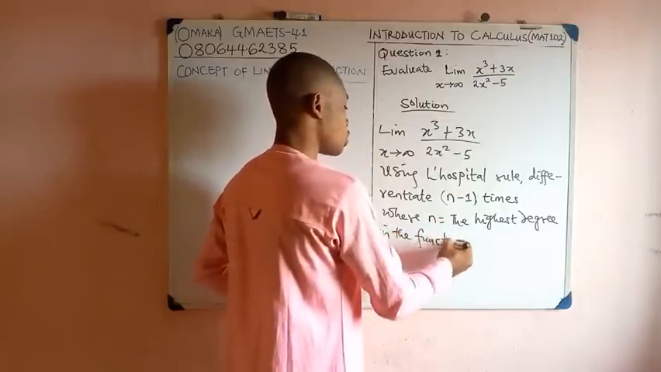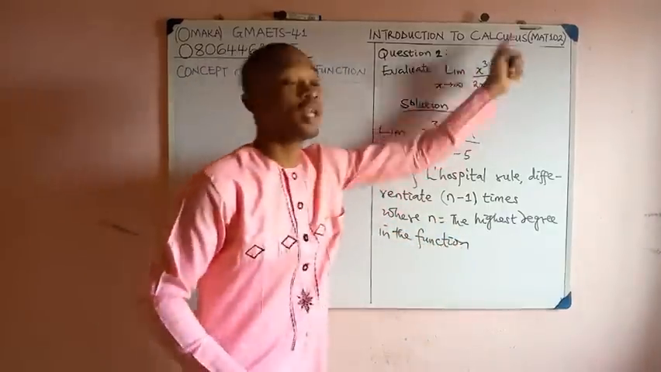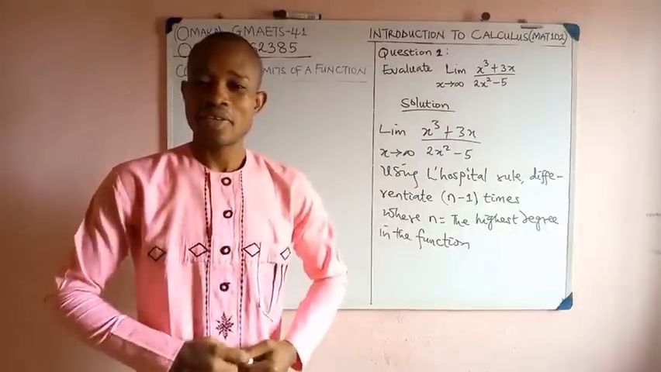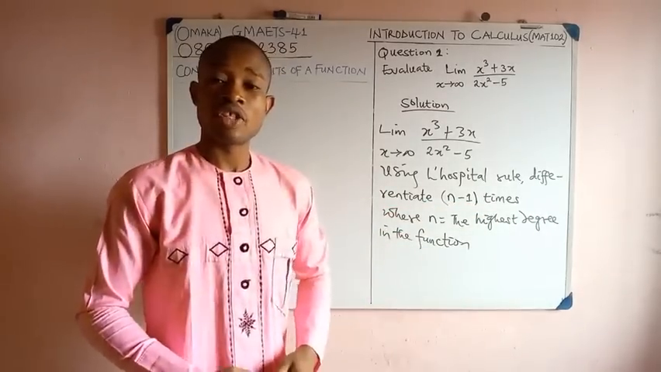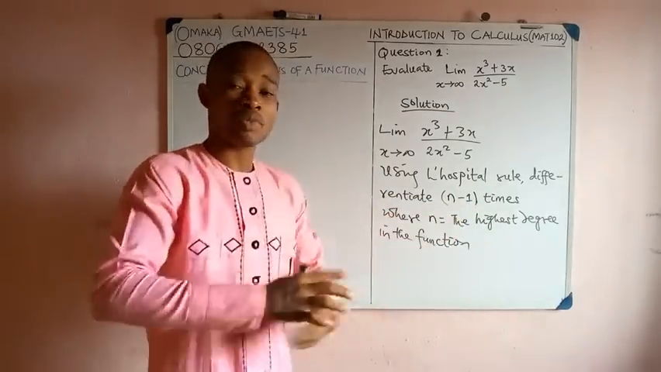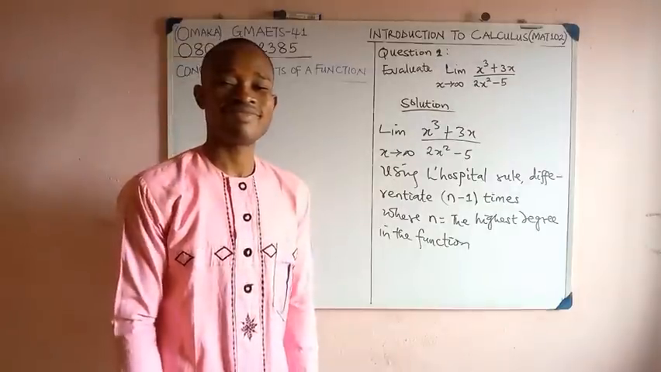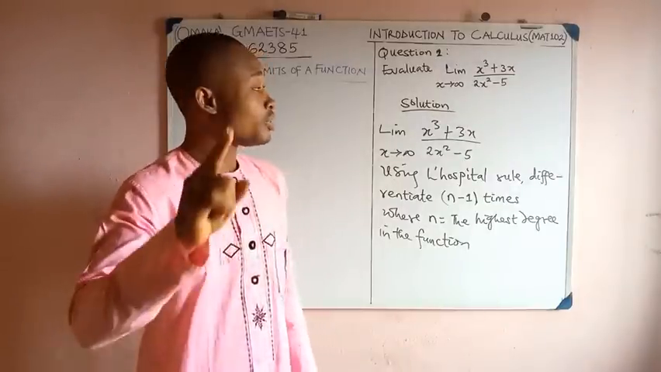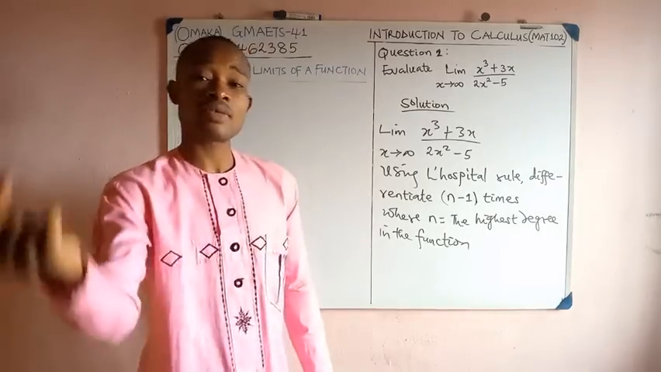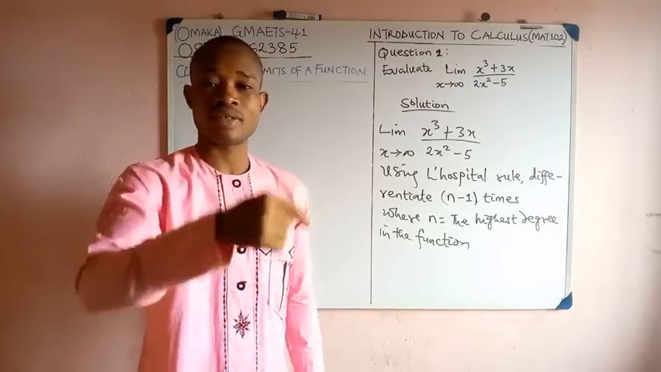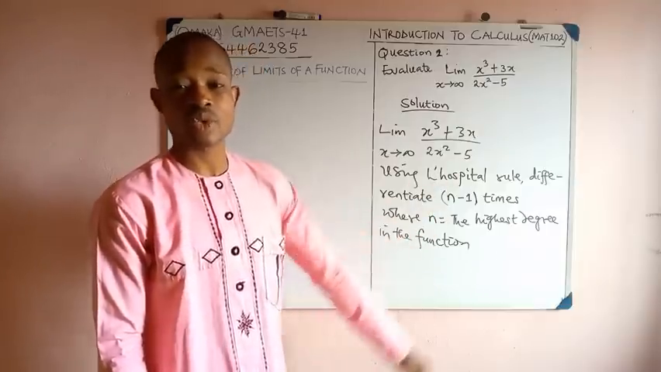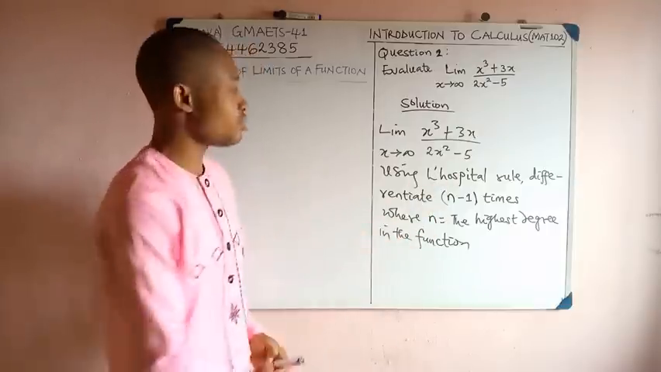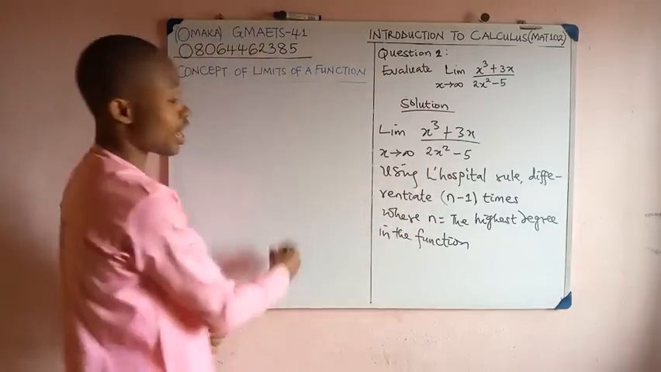So I'm going to ask you this question, please. Look at this function. What's the highest degree in it? Is it not 3? It means if you are differentiating n minus 1 times, you're going to differentiate how many times? 3 minus 1 times, which is what? 2 times. Does it make sense? And now when you differentiate 2 times, you can now substitute your what? Limit, which is infinity. So that is how you handle such a problem in cases where the degrees of the denominator and numerator are not the same. So let's work it out.